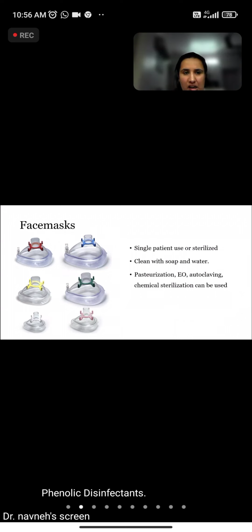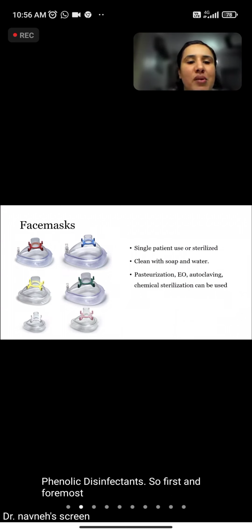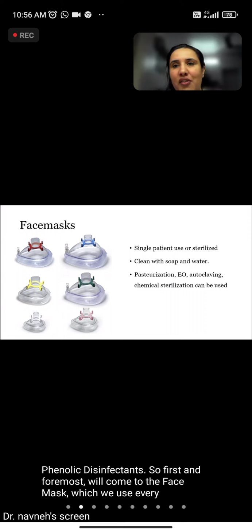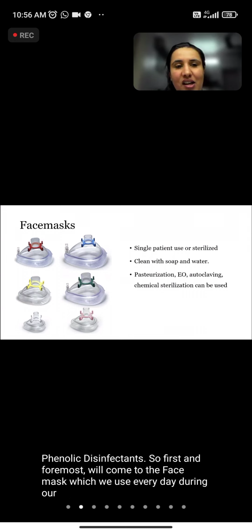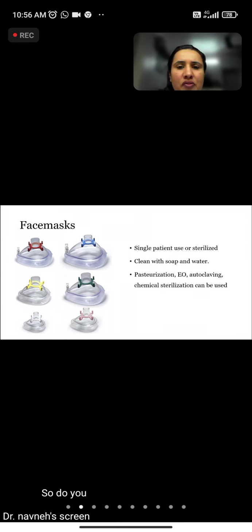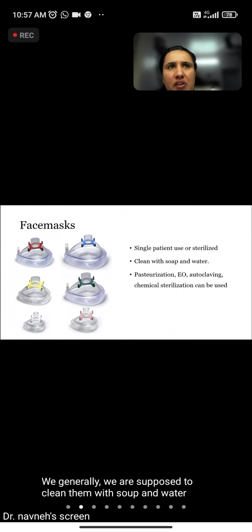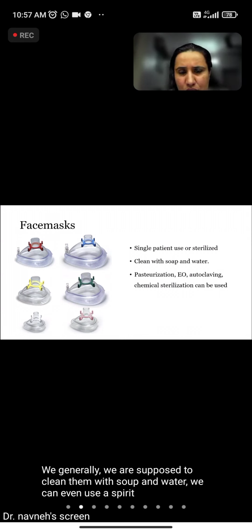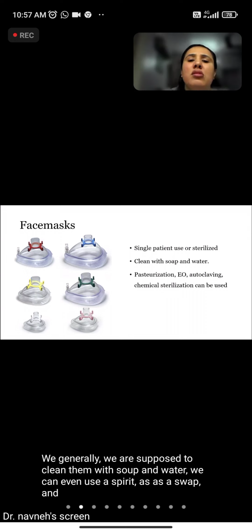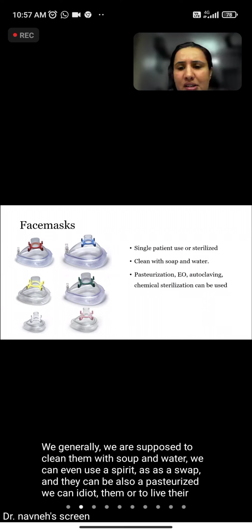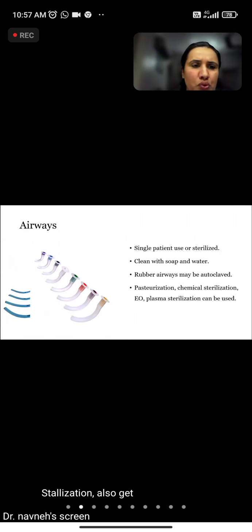First and foremost, we'll come to the face masks, which we use every day during our induction of anesthesia. Some of them are single patient use, while others can be sterilized. We are generally supposed to clean them with soap and water. We can even use a swab, and they can also be pasteurized. We can ETO them, autoclave them, or chemical sterilization also can be used.